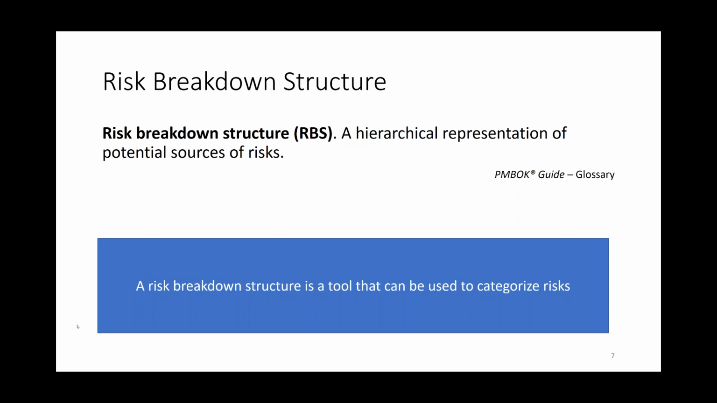Risk 1. Gee, we could go over our budget. Well, that doesn't tell me anything. I can't really do anything with that. So we need to start to break it into chunks so we can wrap our head around it.